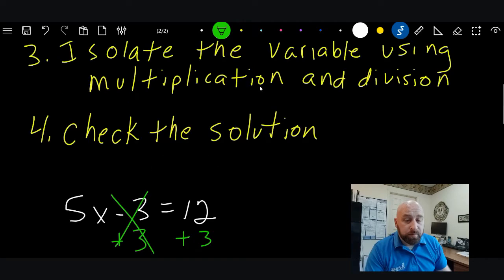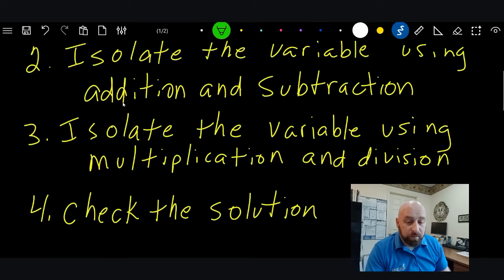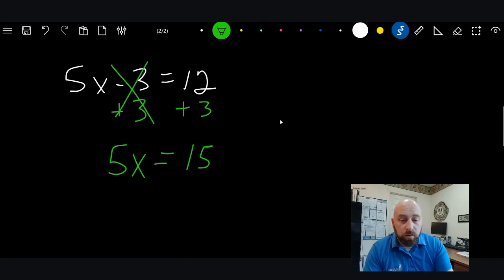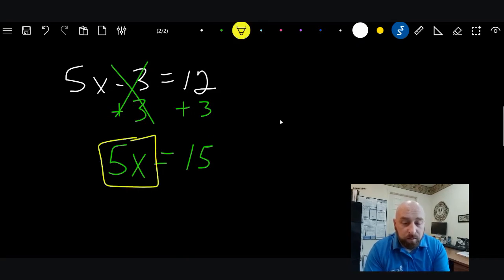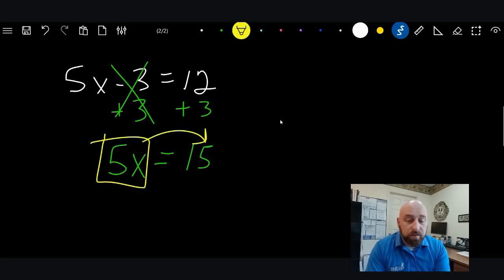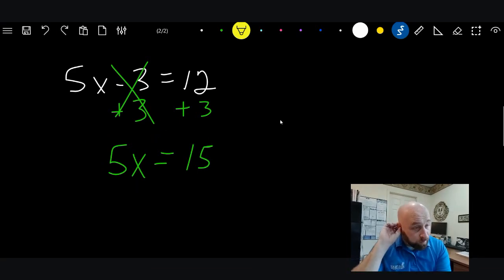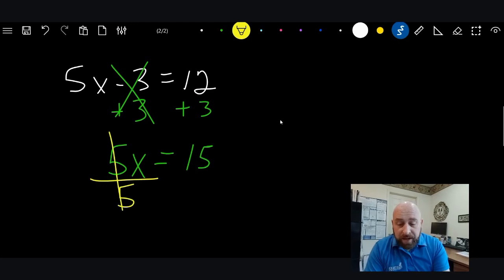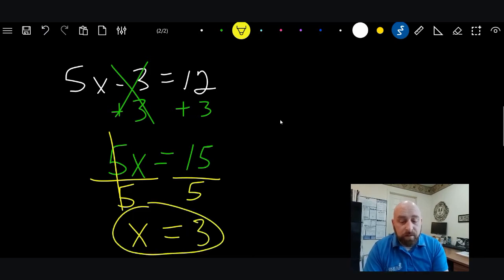Now there's no more addition and subtraction, so we'll go on to the next step, isolate the variable using multiplication and division. Oh look, here's multiplication happening, 5 times x. So I want to eliminate the 5. Remember, I want to get the letters on this side and the numbers over to the other side. The way that we do that is we do the opposite. If we were multiplying by 5, we are going to divide by 5. That is going to cancel, and we're going to get 1x, or just x. So x equals, don't forget, if we did it to one side, we have to do it to the other side. 15 divided by 5 is 3, and that is our answer.